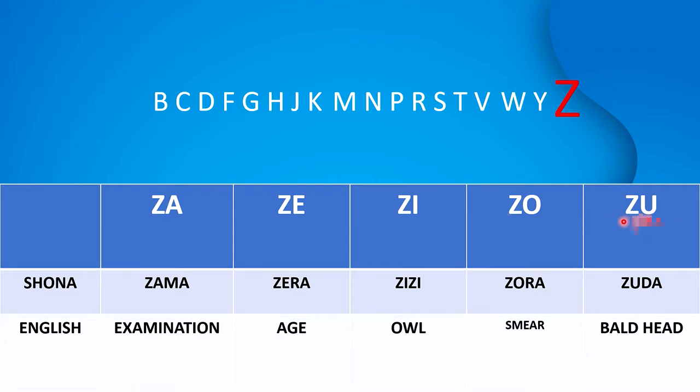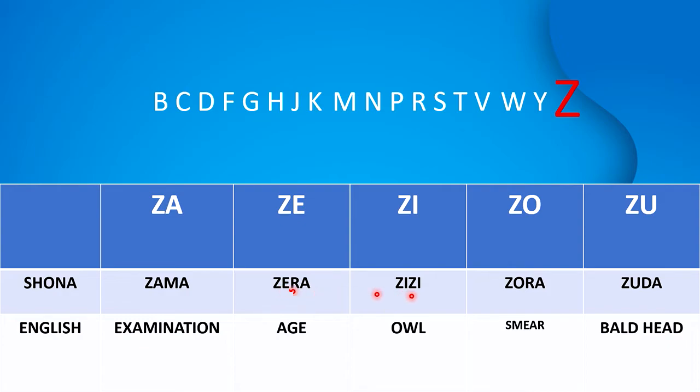Okay? Now giving you sample words so that you know how to properly pronounce it. For za, we've got a Shona word, zama. That's examination in English. For ze, we've got zera. Zera. That's age in English.